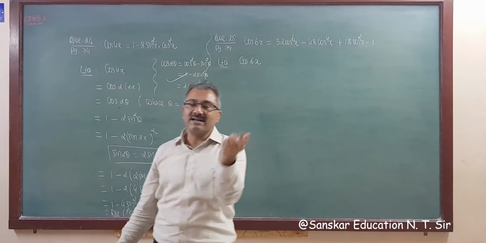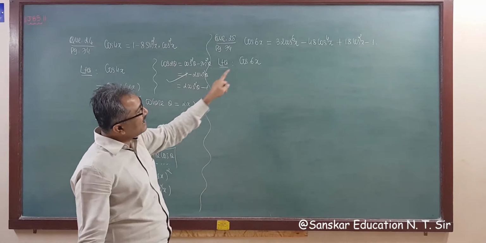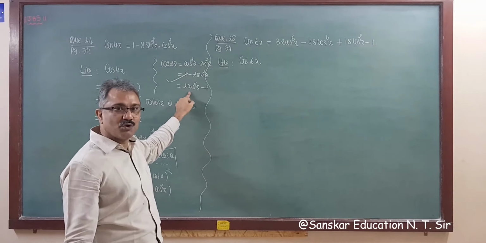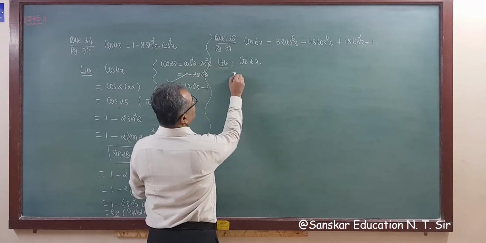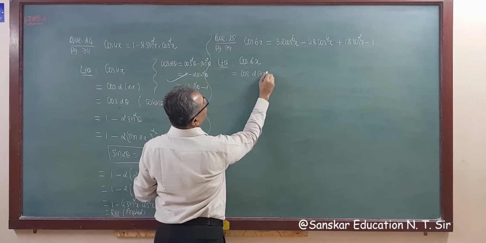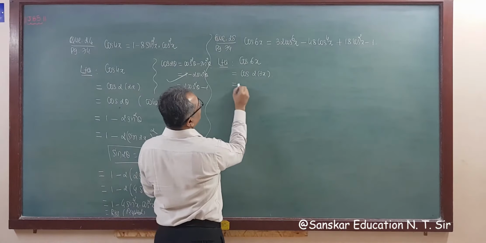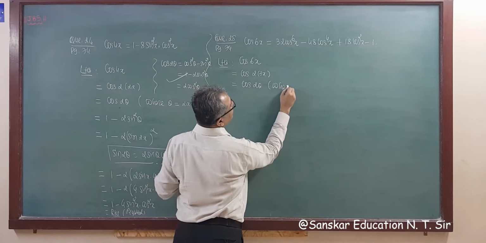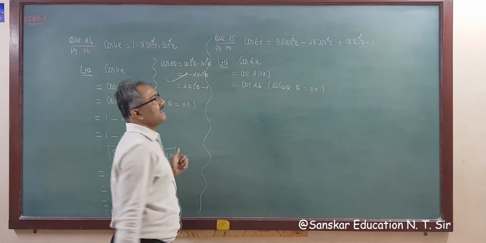There are 3 formulas for cos 2 theta like this, but we want the answer in all terms of cos. So we have to apply the formula 2 cos square theta minus 1. But this is 6x, so we have to split. This is cos 2 into 3x, taking 3x as theta. So this is equal to cos 2 theta, where theta is equal to 3x.